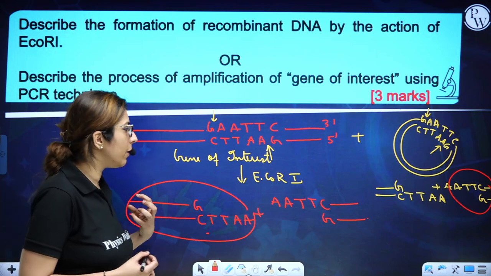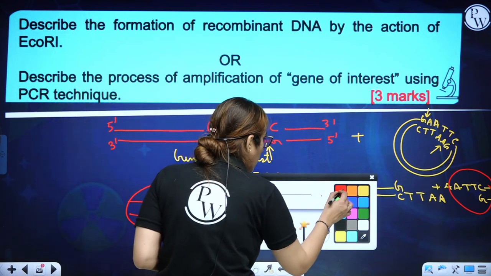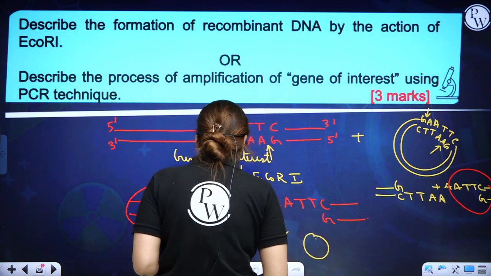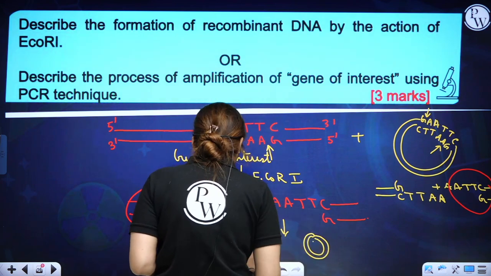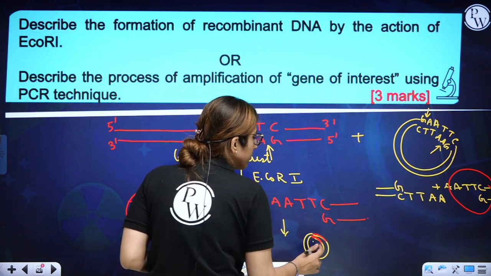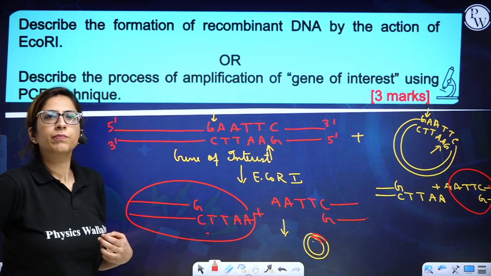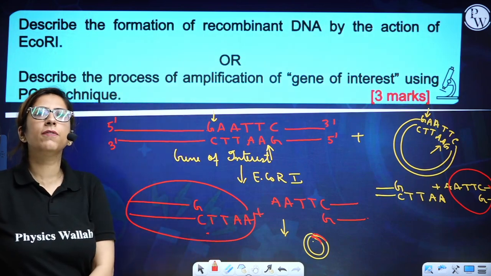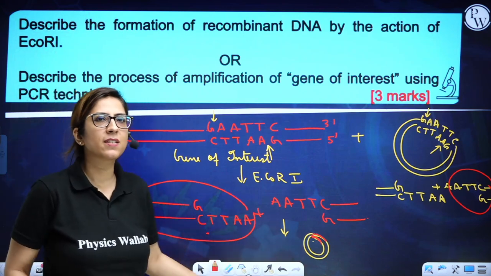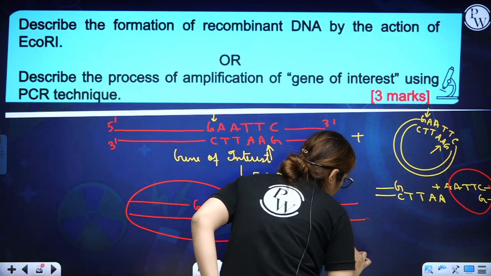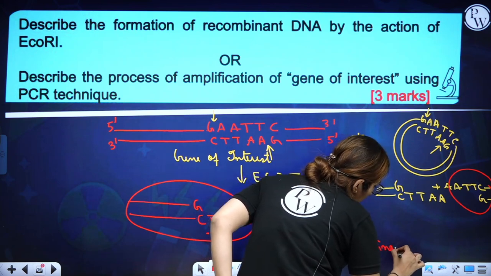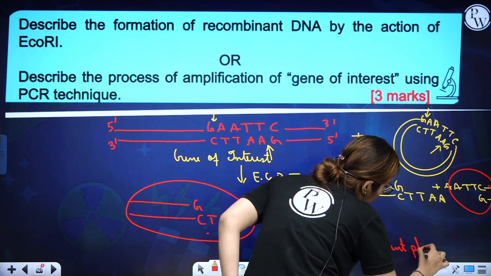Later on, they will be ligated. So this is how the structure will look like. It will be having somewhere or other a structure like this, and it has some strand of our gene of interest. Our gene of interest will bind like this. Clear? Okay? And once it is bound like this, that means it is our recombinant plasmid. What do we call it? We will call it recombinant plasmid.